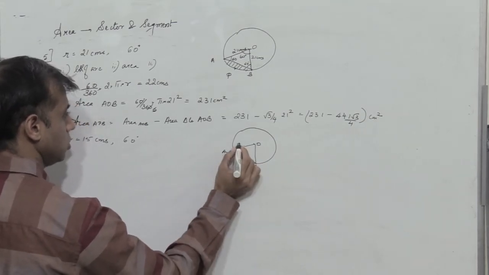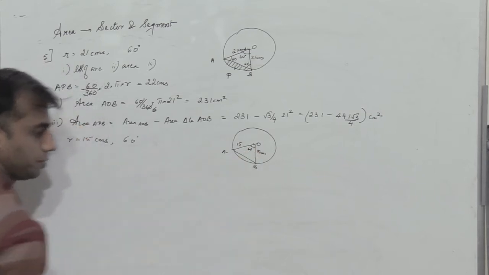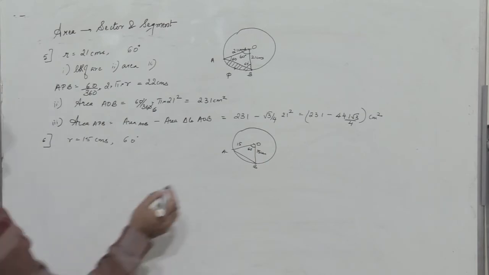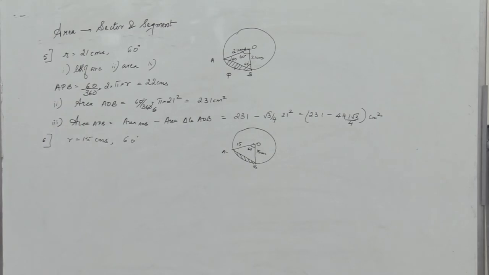Let's join these two. So therefore the radius is 15 centimeters. The angle is 60. So we need to find the area of the minor segment. Area of the minor segment is this. So we need to calculate it on similar lines.